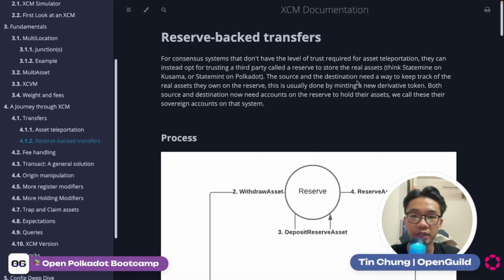How about the reserve-backed transfer? Different from teleportation, where the source chain and the destination chain have to trust each other. So let's say you want to transfer the asset from chain A to chain B, but chain B cannot trust chain A, and likewise. So what happens here? One way for both chains to transfer the asset across is to rely on another third party chain, and here we call it a reserve chain. This allows two consensus systems to transfer assets across the network, relying on the reserve asset on another chain.